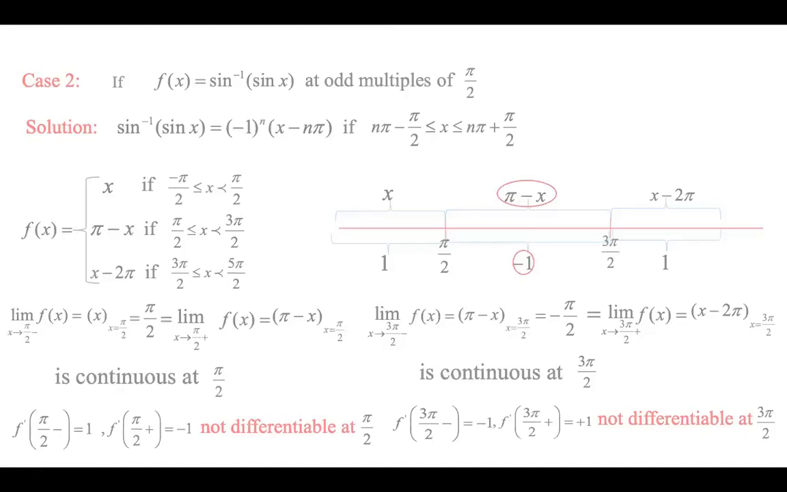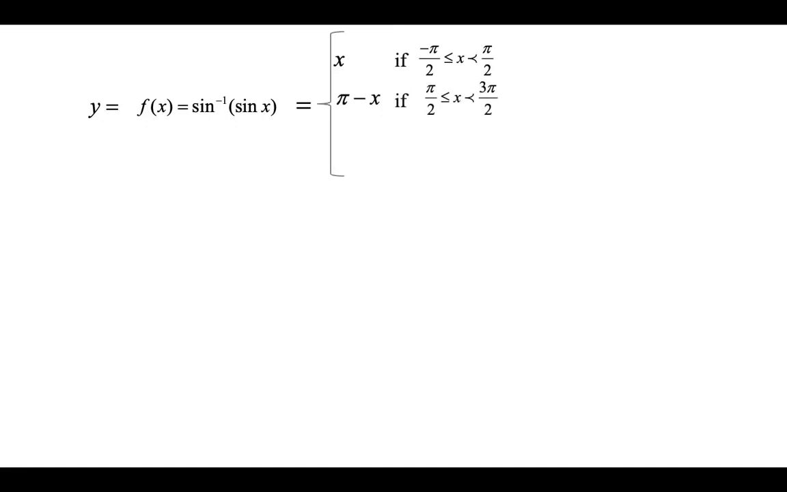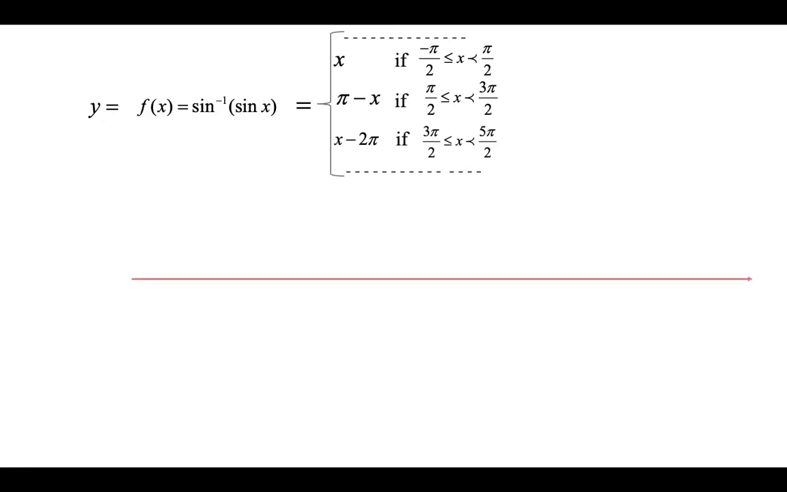Why is it so? Let us see its graph, that is, y = f(x) = sin⁻¹(sin x). I am writing some pieces in that interval. When x is from −π/2 to π/2, it is x. When x is between π/2 and 3π/2, it is π − x. When x is from 3π/2 to 5π/2, it is x − 2π, and so on. Above and below also, we know the function from its definition.